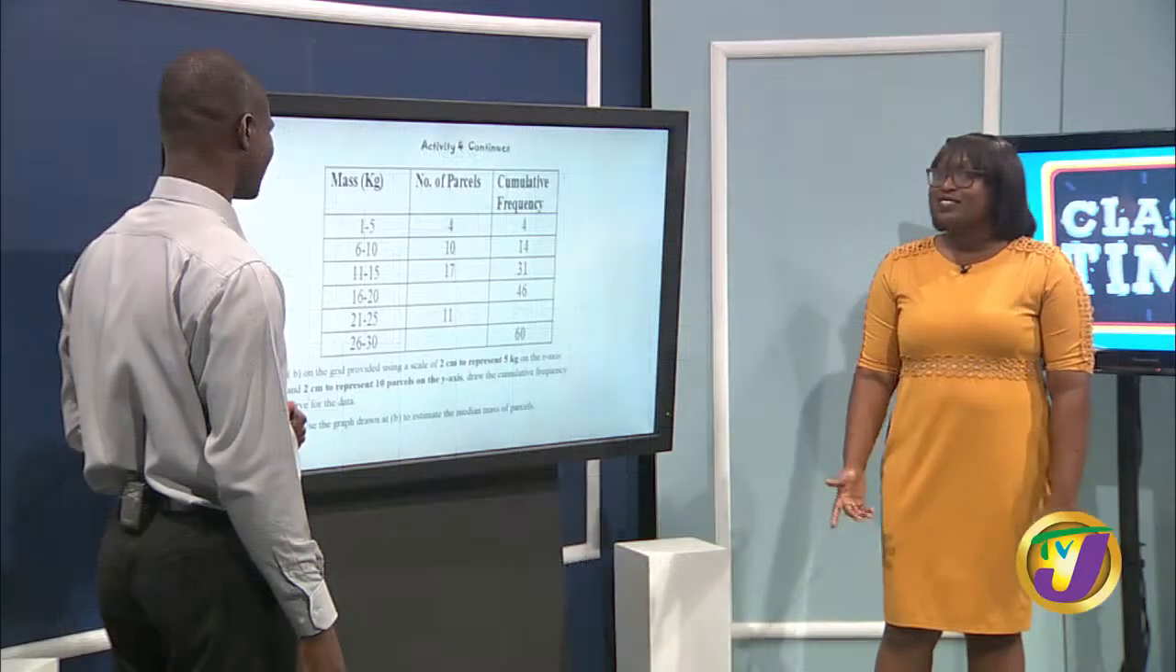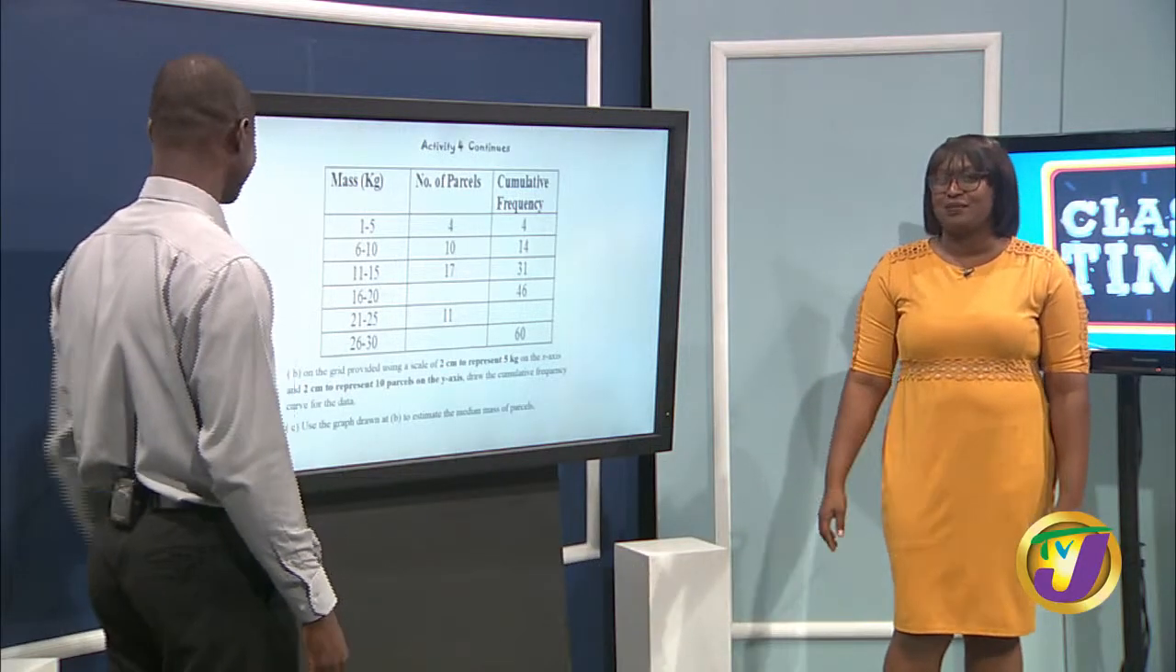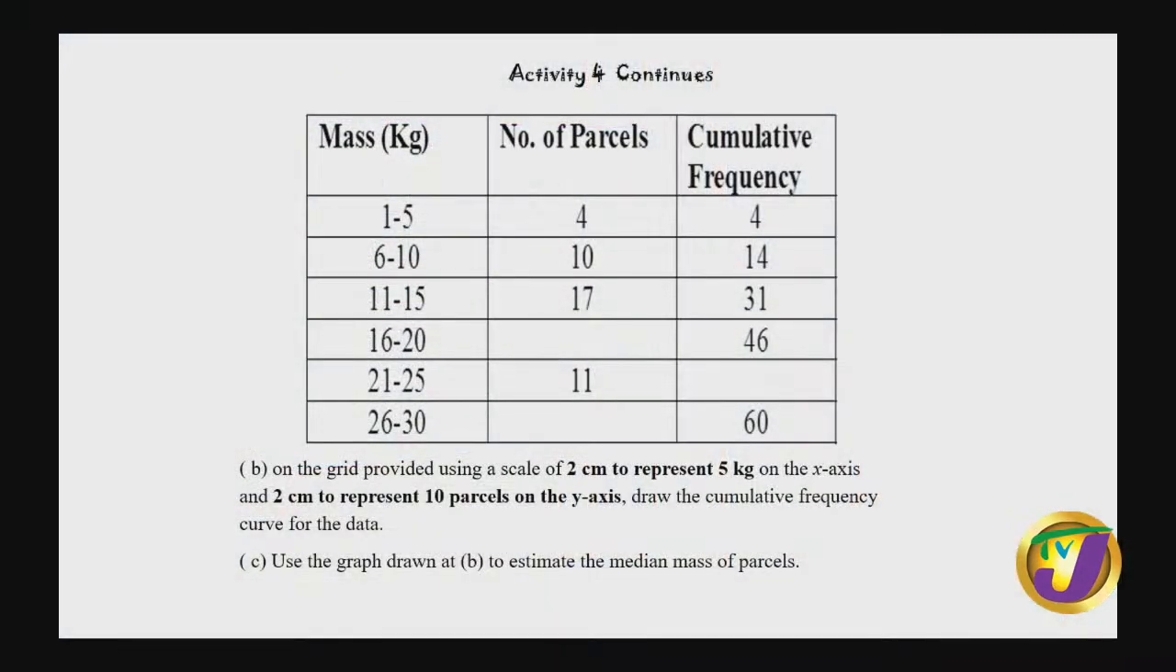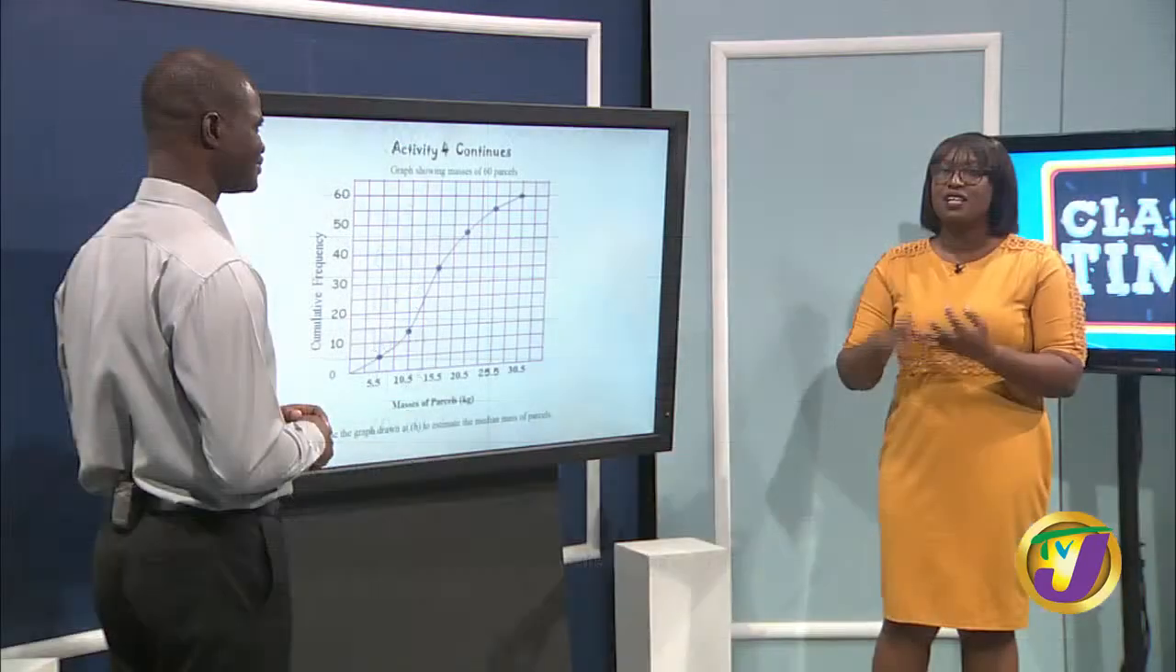So the question continues. I thought the question finished, Mr. Price. Not finished. So part B says, on the grid provided, using a scale of 2 centimeters to represent 5 kilograms on the x-axis and 2 centimeters to represent 10 parcels on the y-axis, draw the cumulative frequency curve for the data. Don't worry, we're going to skip to the graph. We're also going to use this graph from B to estimate the median mass of parcels. So these words are coming back: mean, mode, median.